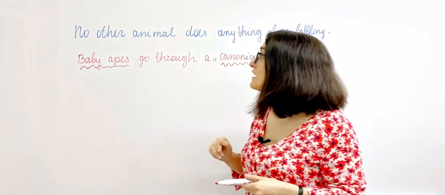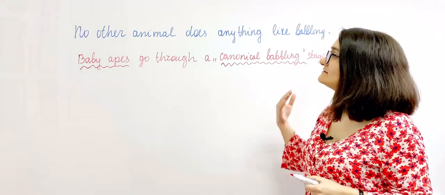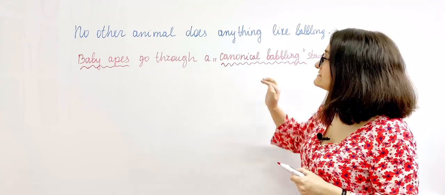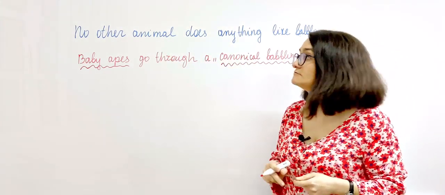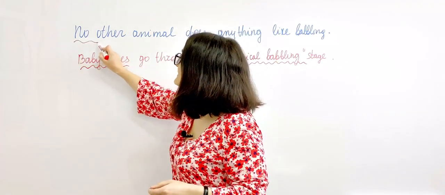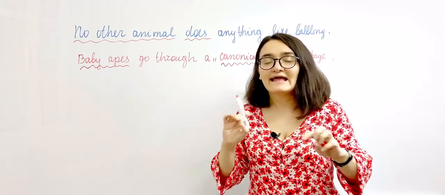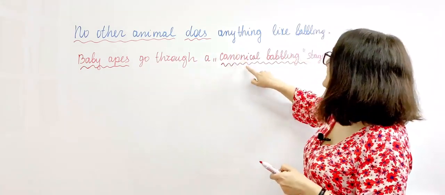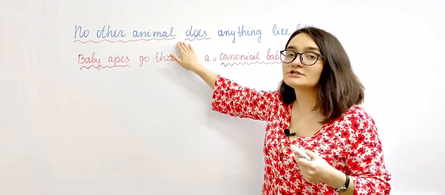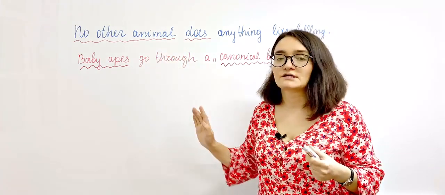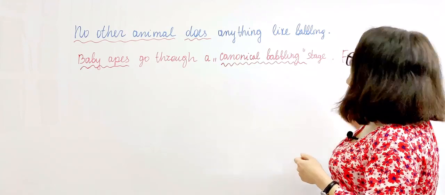Apes are animals. We start to scan the passage, and here we find the statement, and it says no other animal does anything like babbling. So no other animal does anything, you see? So there is no animal that does canonical babbling. So the passage totally disagrees with this statement. That's why our answer here is false.